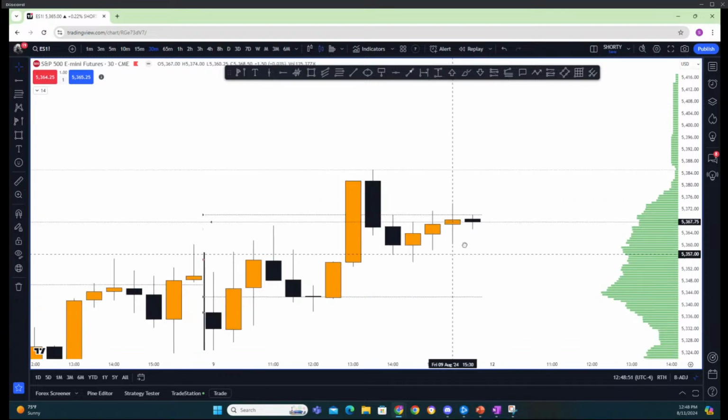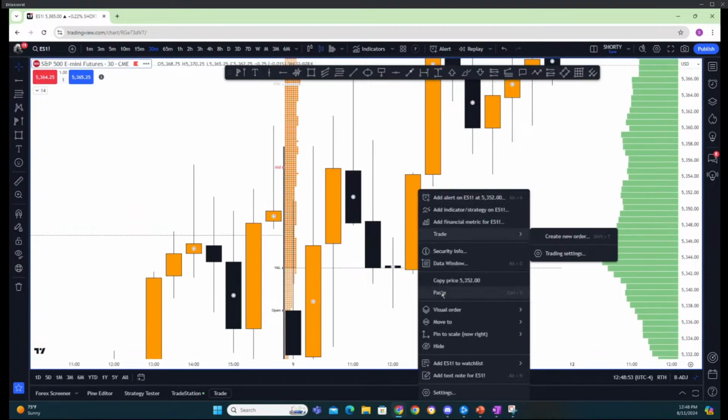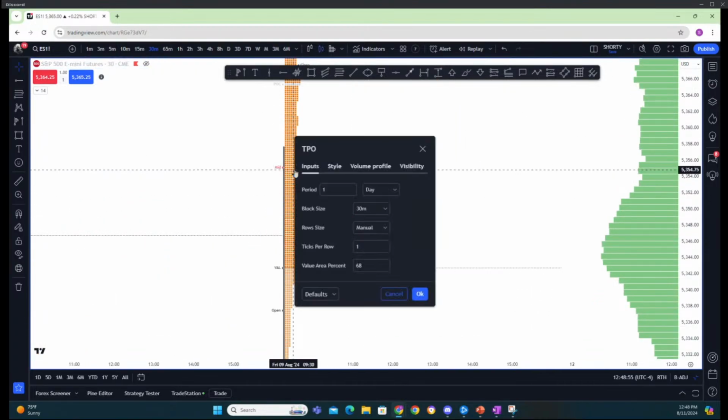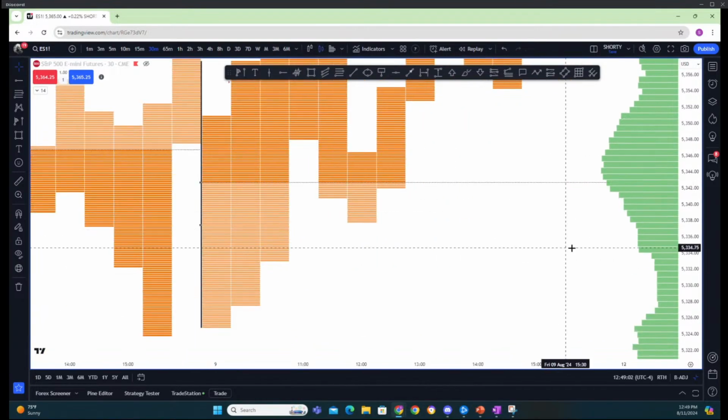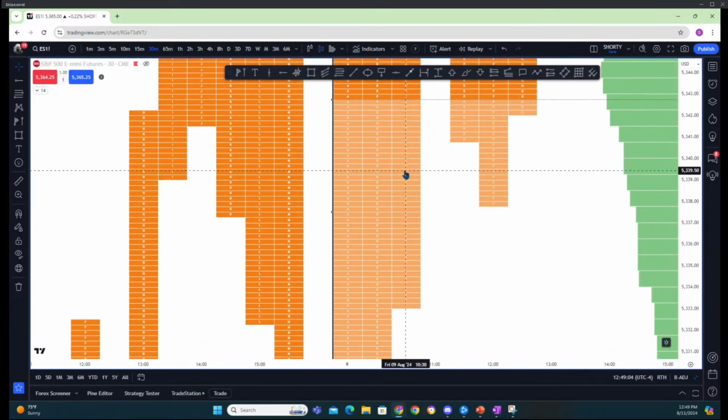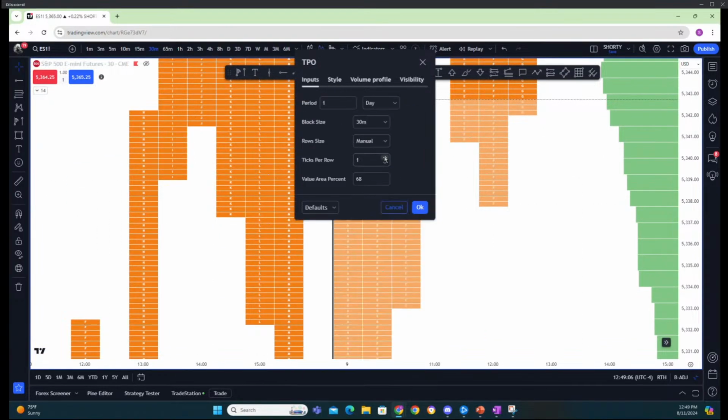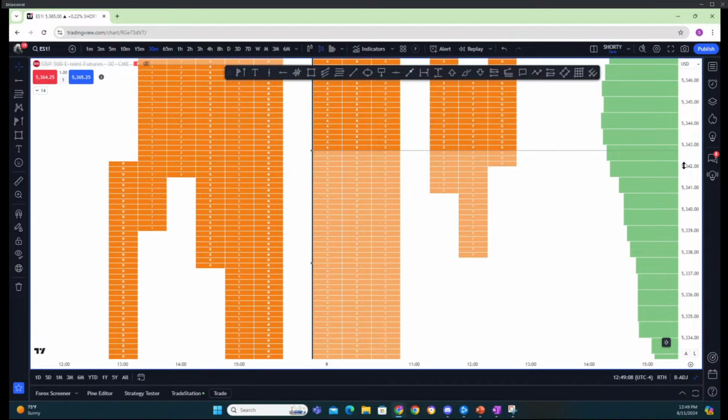So what we can do on TradingView, this is a pretty cool feature. I'm just gonna hide the candles. If you go here and split by blocks, that's your split by periods feature. You can see here, for instance, let's take a look at Friday. I'm just gonna increase the ticks so I can see it.